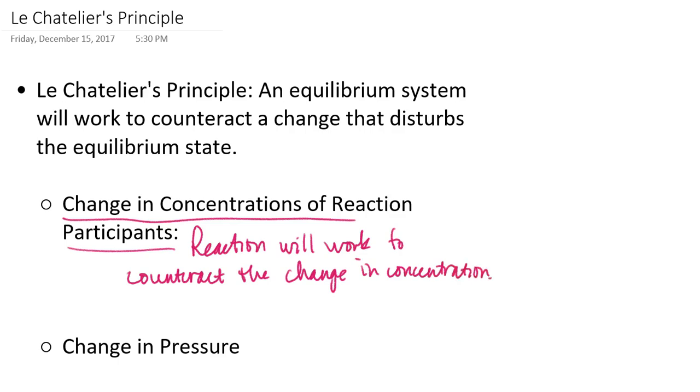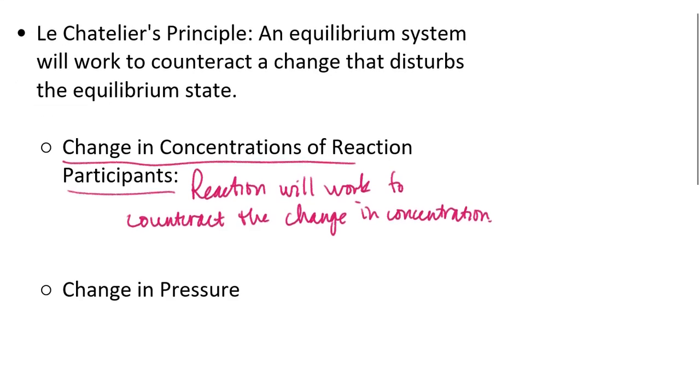Now, what that means is if I remove product, then the equilibrium process will proceed towards the product side of the reaction to replace that product that I removed. Or if I add additional product, then the equilibrium process will actually proceed in reverse, away from the products towards the reactants, to consume that additional product that I included in the equilibrium system.